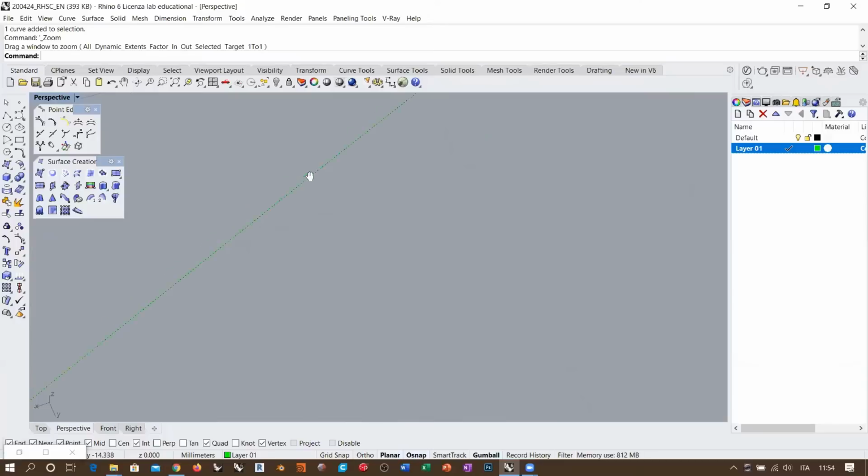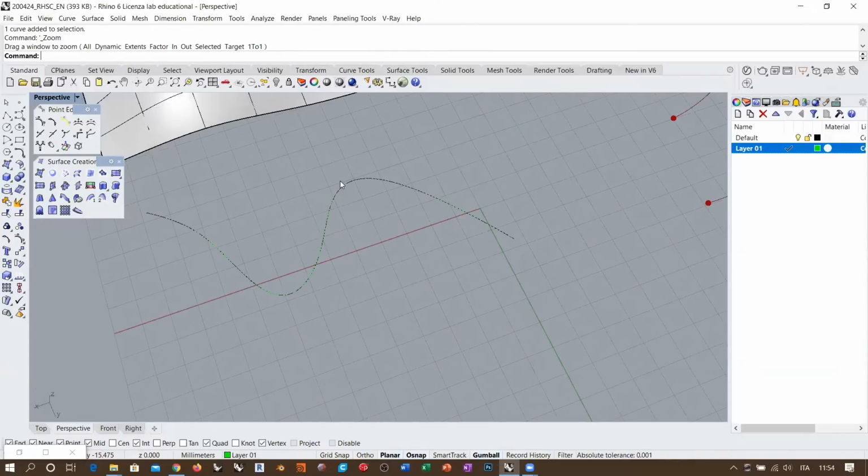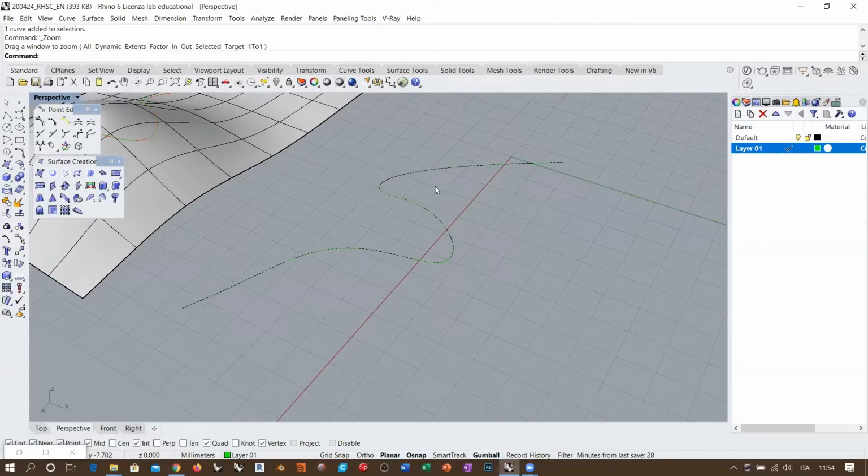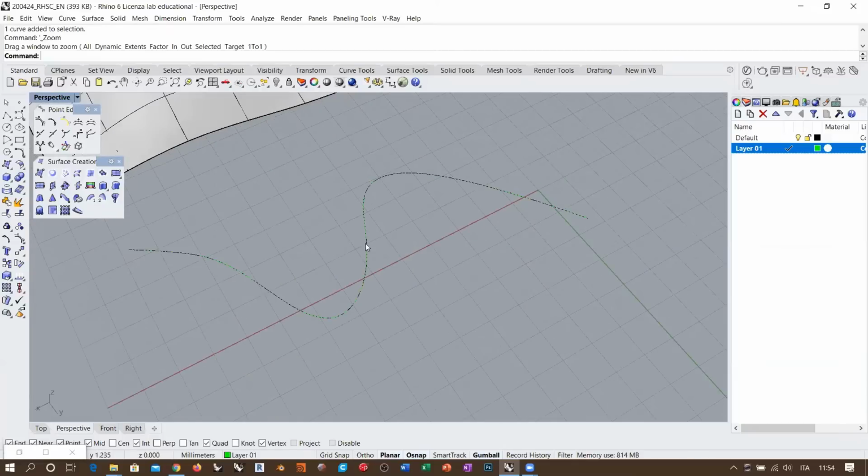Let's see if we manage to see some. Yeah, you see that there is this very, very small difference. This is 1 micron, basically, maximum deviation. Okay, so this is probably the best way of rebuilding a curve according to the document tolerance.